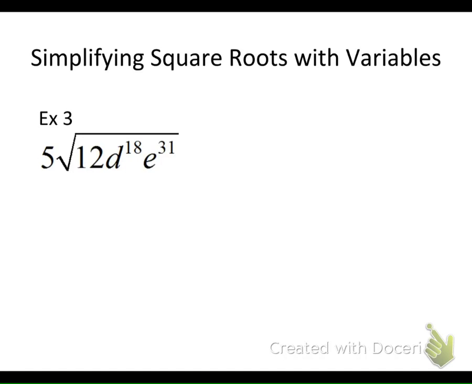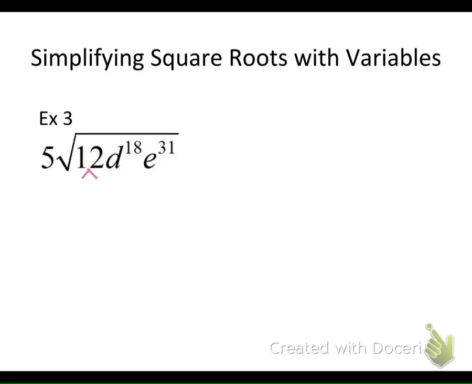Okay, so example number 3, 4, 5, and 6 is what we need to complete for today. So when we're looking at example number 3, we have 5 square root 12d to the 18th power e to the 31st power. The first step says factors normal. So we're going to look at our number in our radicand, which is 12. So what two numbers can I multiply together to get 12, Alex? What two numbers can I multiply together to get 12?